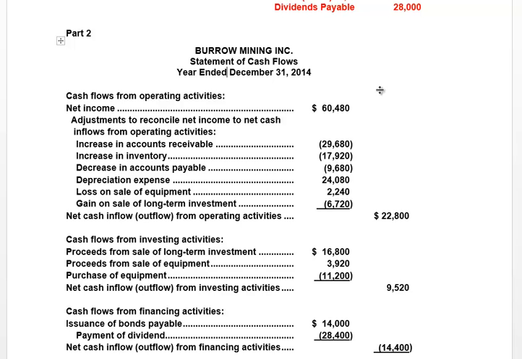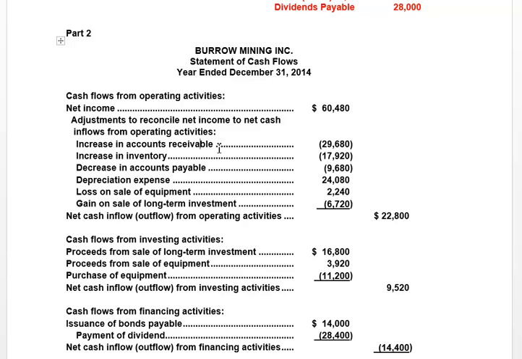If I look there, I've got accounts receivable. Accounts receivable has gone up by $29,680. Well, when accounts receivable goes up, that means that I sold more on credit, which credits my sales revenue more than what I collected in cash. I want to reflect the lesser number.